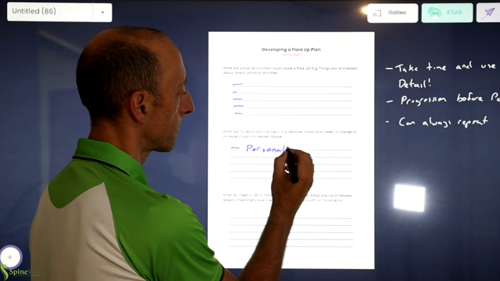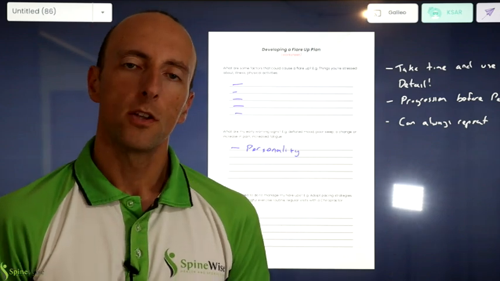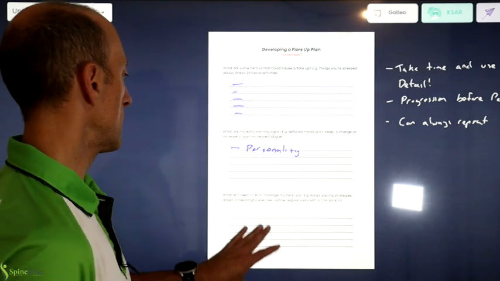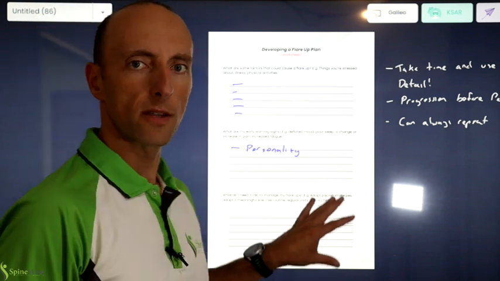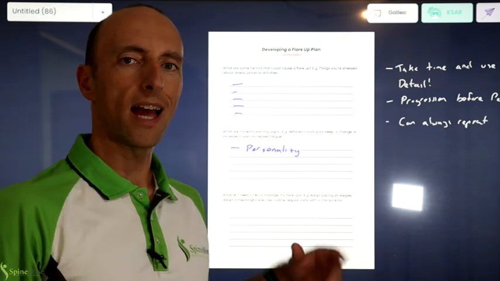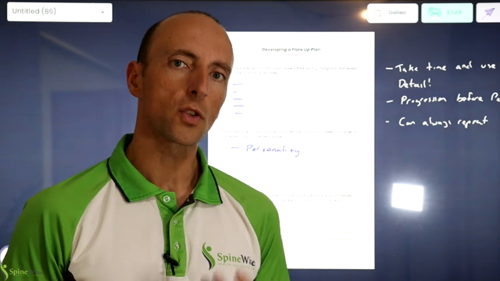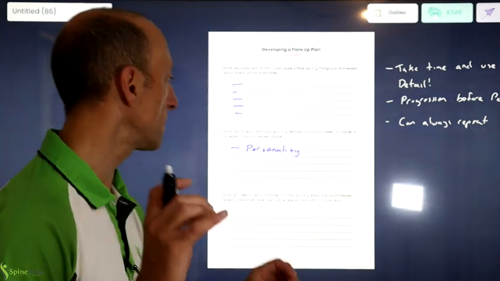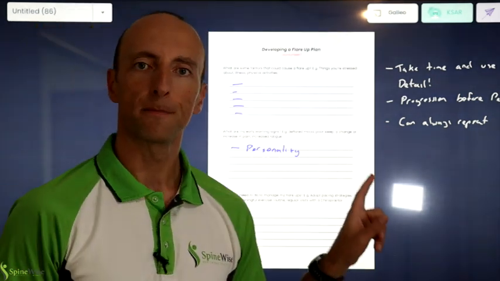Personality changes is our big one. So then what we're going to do is, what do I need to do to manage this flare-up? So how do I stop it from happening? So what are some things that you can do to identify when this is happening to you?